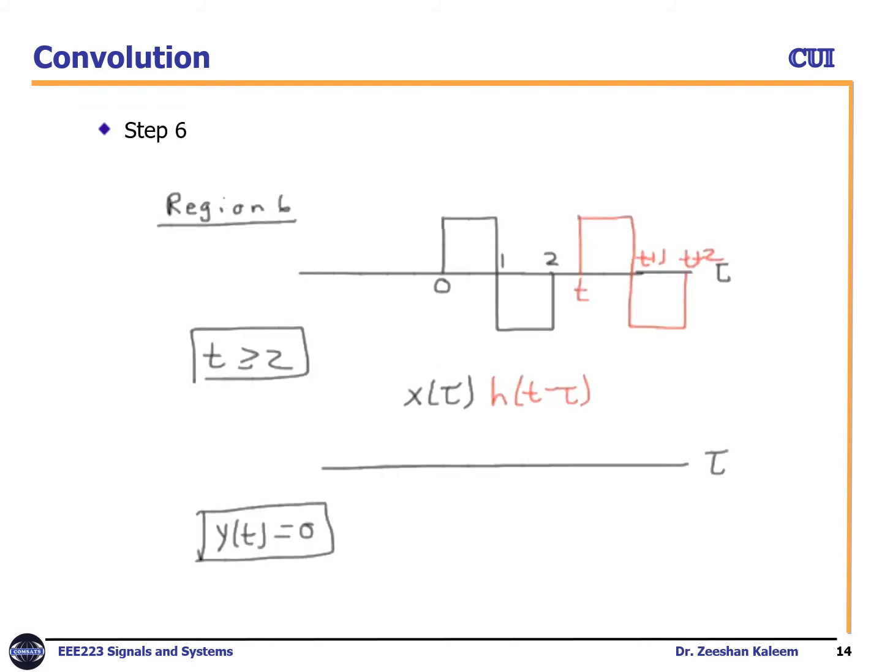This is the last region, because now t is so far that it doesn't overlap with this signal. So when there is no overlap, there is finally 0. So the condition is t is greater than or equal to 2. For t greater than 2, where there is no overlap, when you multiply them, you will get 0.